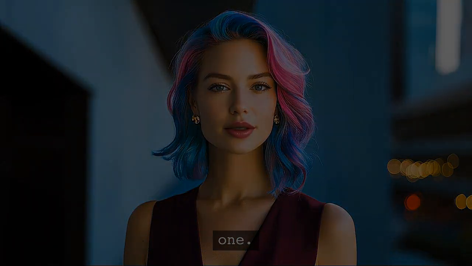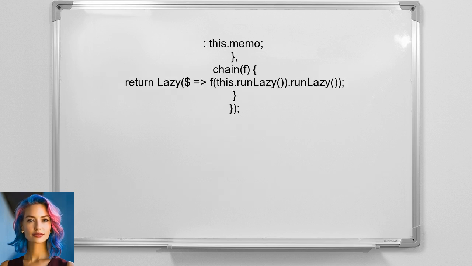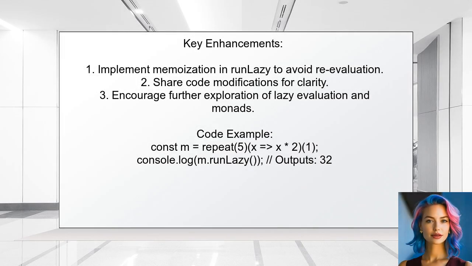Let's explore another one. In this alternative approach, the user suggests simplifying the lazy type by removing unnecessary thunk wrappers. They emphasize that the join function needs to properly handle the unwrapping process to avoid premature evaluation. Additionally, they point out that the monadic return function should align with the data constructor for consistency. The user also introduces a memoization technique within the runLazy method to prevent reevaluation of results. They share their code modifications and express enthusiasm for further exploration of lazy evaluation and monads.